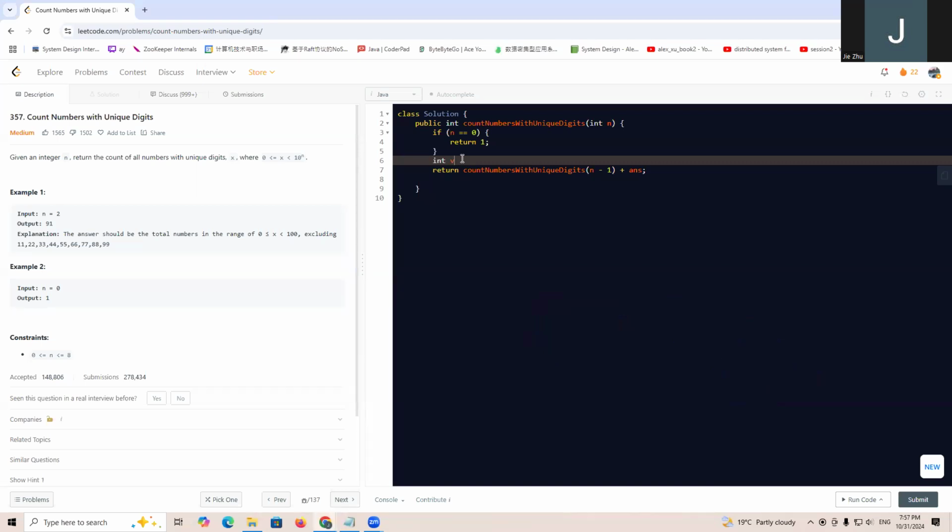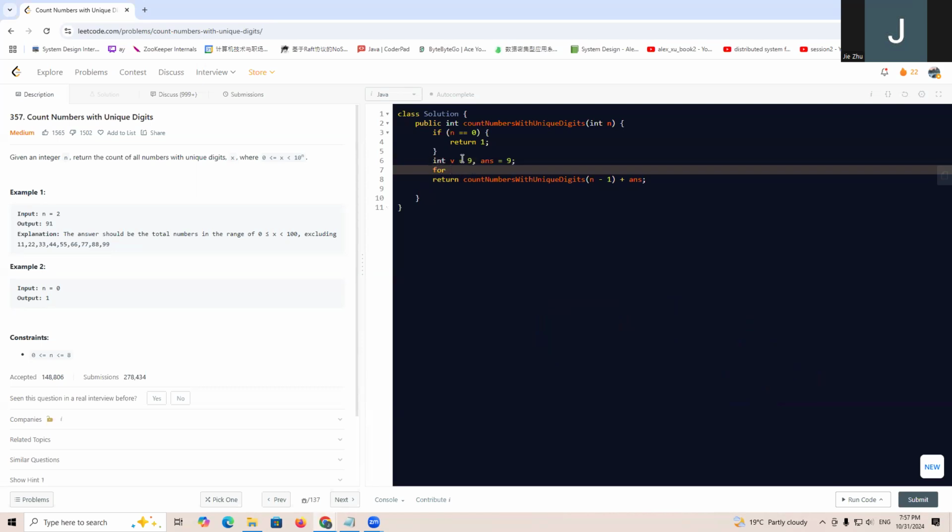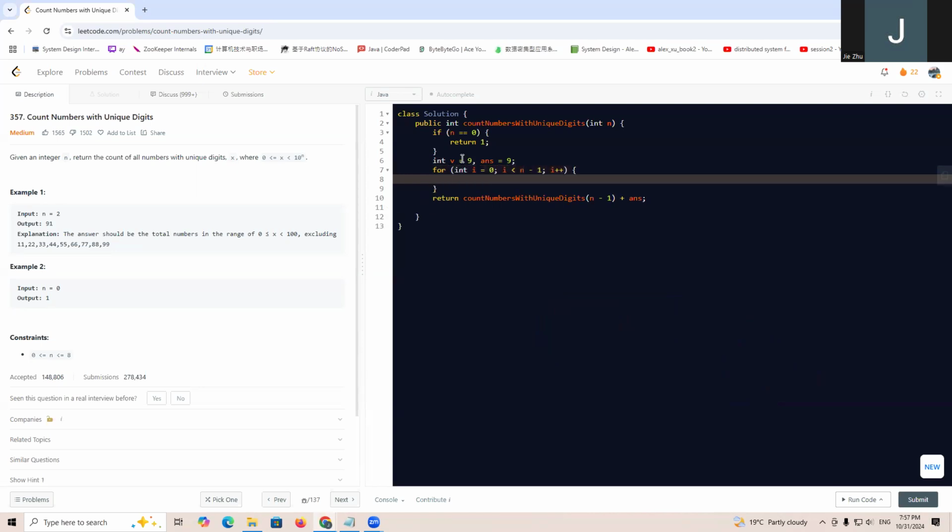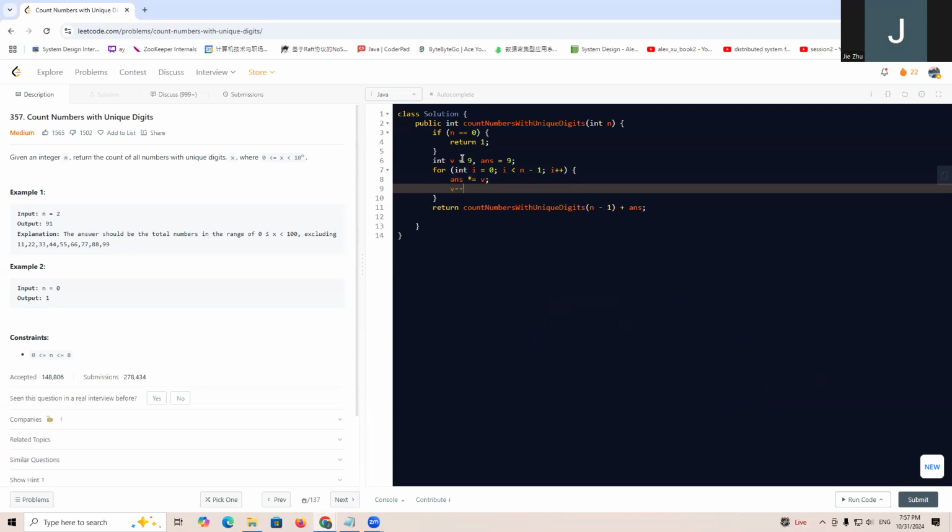So we can write, for example, v equals 9, answer equals 9. For int i equals 0, i smaller than n minus 1, i plus plus, then answer multiplied by equal to v minus minus. So this will be the code.